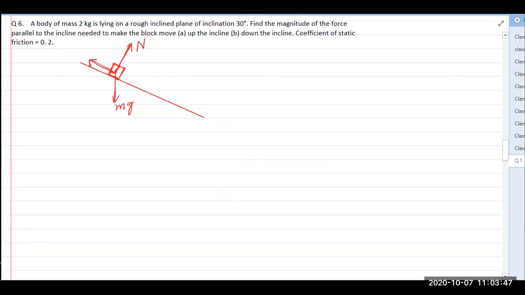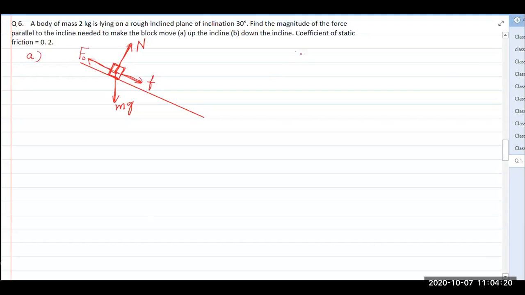external force. If you want to move it up and if you want to move it down, in these two cases the friction will act in opposite directions. If you want to move it up the incline, then since it is trying to move up, the friction will act down. You can see how the friction is adjusting itself. Since you are applying an external force F0 to move it upward, the friction will act down in this direction. So this is case A.